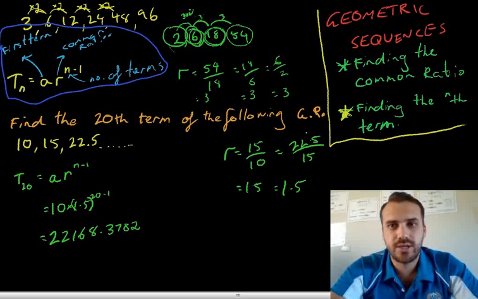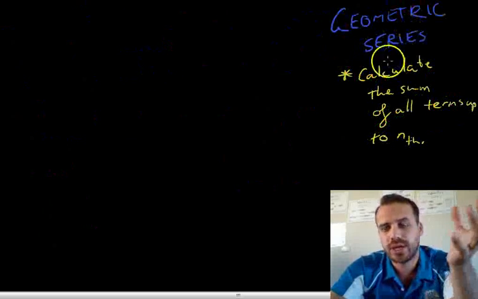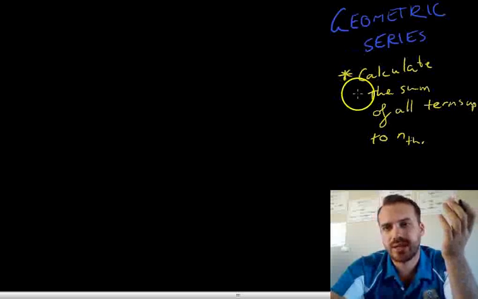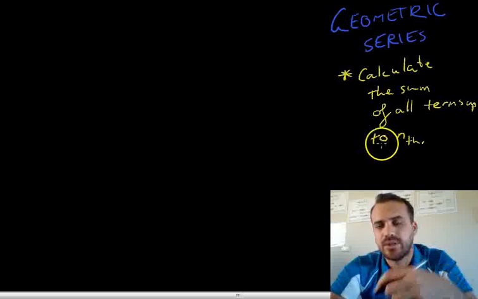Now a geometric sequence would ask you to find the nth term. Now if you compare that to a geometric series, what we're asking you to do is calculate the sum of all terms up to the nth term.